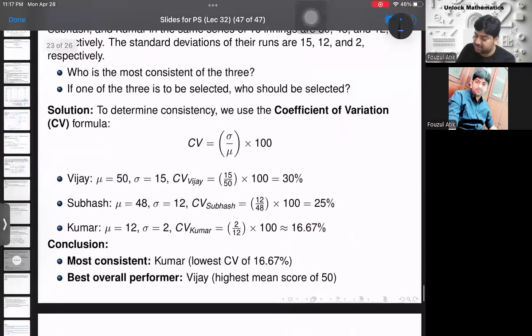So the conclusion is the most consistent player is Kumar because he has the lowest CV, and the best overall performer is Vijay because he has the highest mean, because he scores very well. In some matches he may be getting very few runs, but overall the total run is 500. So he is scoring more. I hope it is clear.